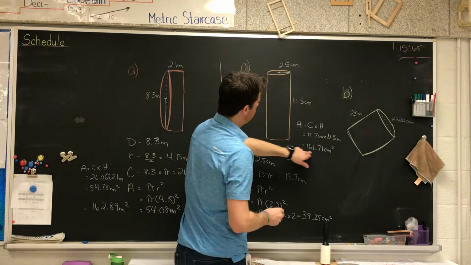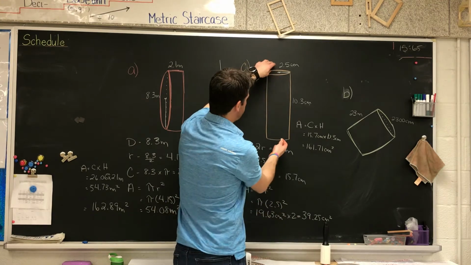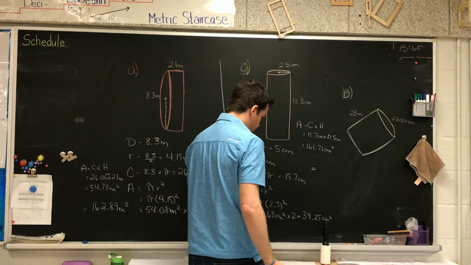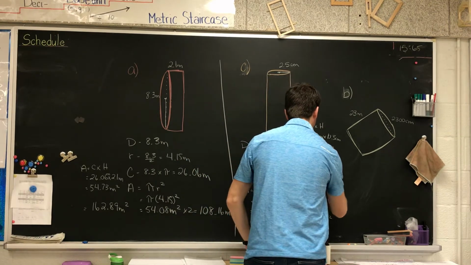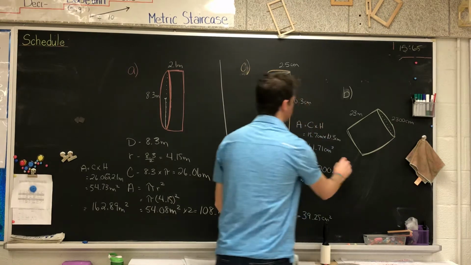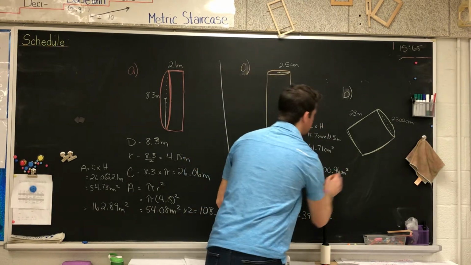We add the area of the cylinder to the area of the top and the bottom circles, and we get a total area of about 200.96 centimeters squared.